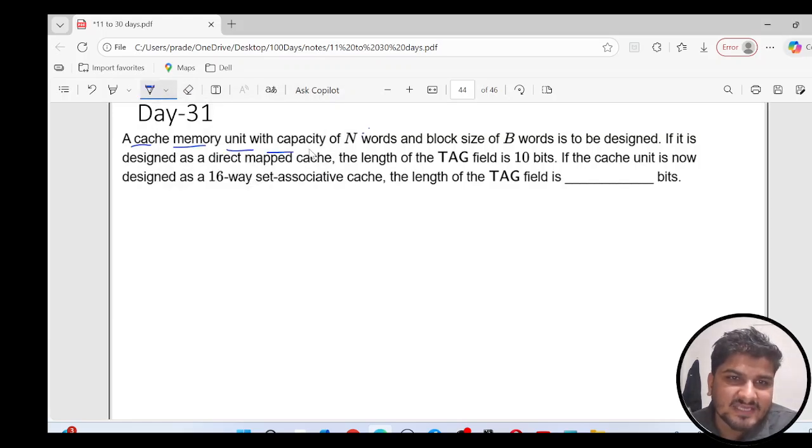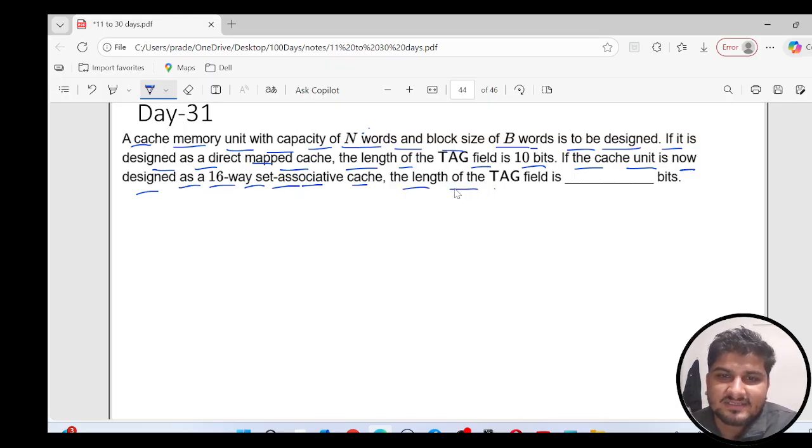So yeah, a cache memory unit with capacity of n words and block size of b words is to be designed. If it is designed as a direct mapped cache, the length of the tag field is 10 bits. If the cache unit is now designed as a 16-way set associative cache, the length of the tag field is... okay.